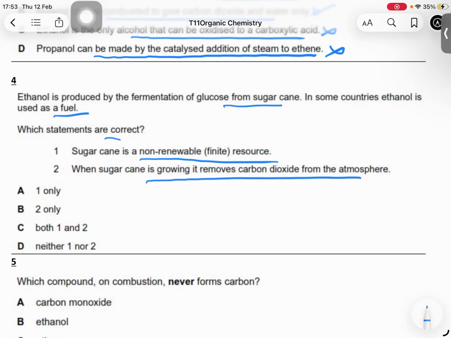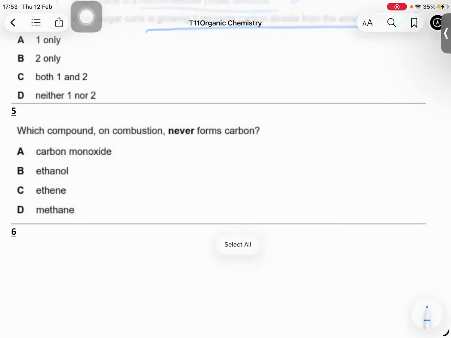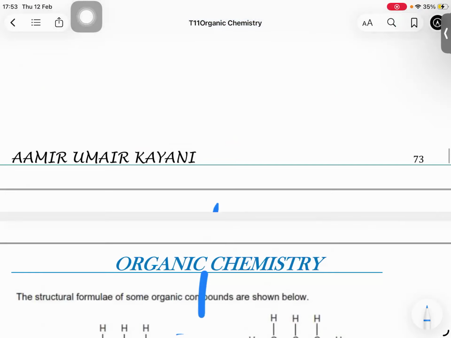When plants grow, do they remove carbon dioxide? Manur is not agreeing with us. Manur, what do you think? What do they do during the process of photosynthesis? Okay, so the first one is wrong. It's a renewable energy source. The second one is right. So what is the answer? 2 only. Which compound on combustion never forms carbon? Okay, just leave it for a while.